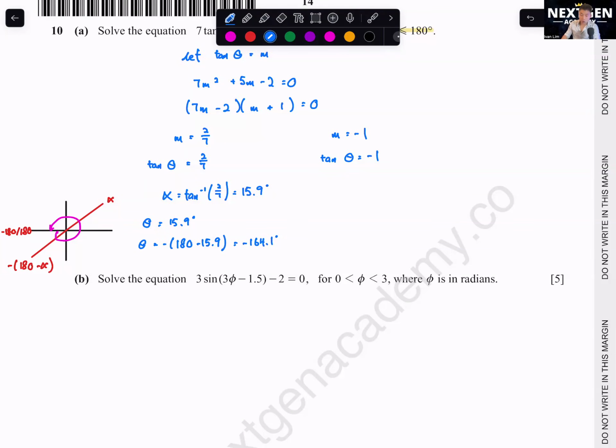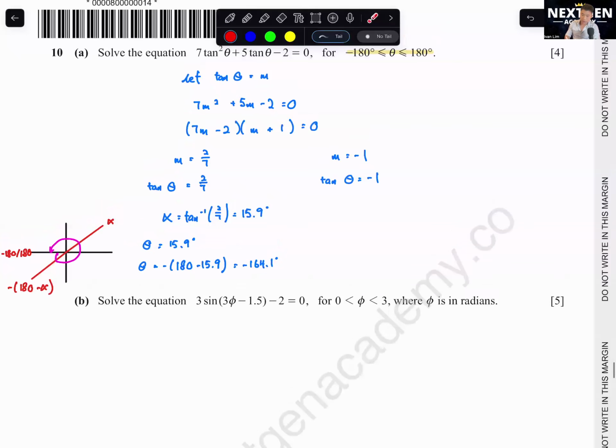Okay, once again, if you don't know how to do it, you will take your normal, how you calculate your ASTC, then you minus 360 degrees to both the answers. Then for your final answer, you see which one is within the range. Okay, so this one is a little bit longer. You'll get 4 answers, then you have to reject 2 answers.